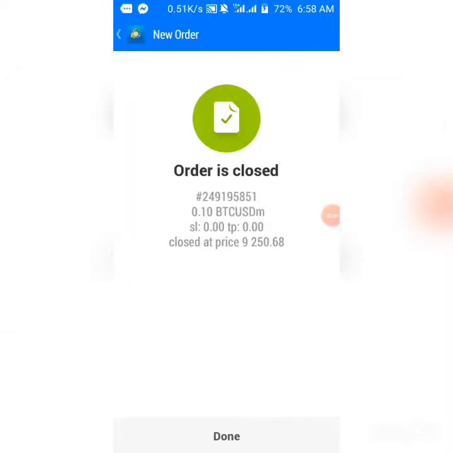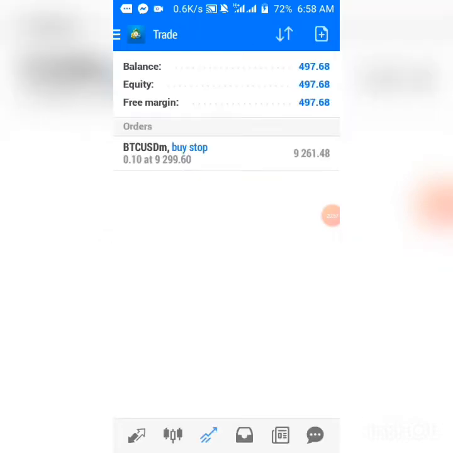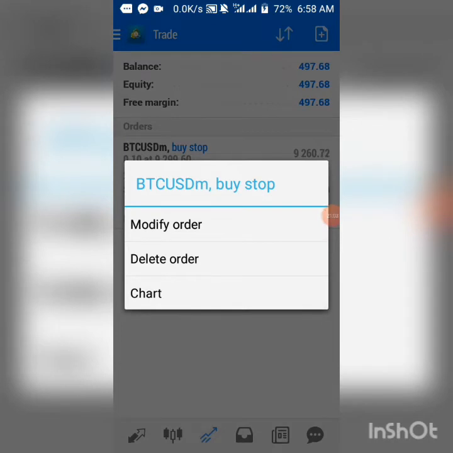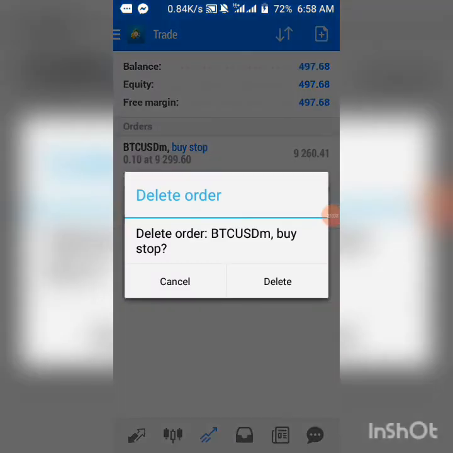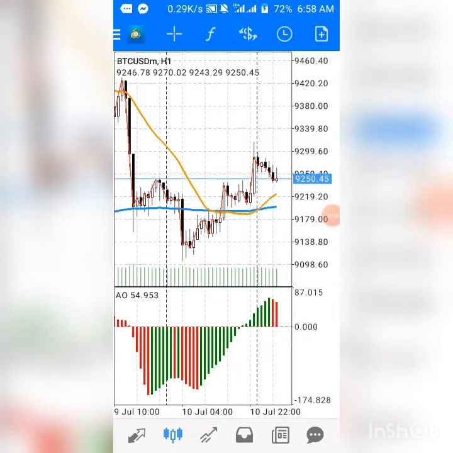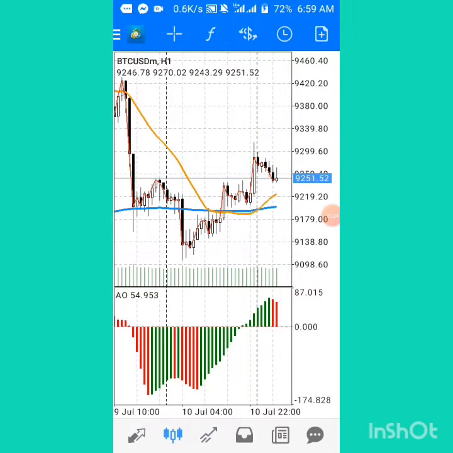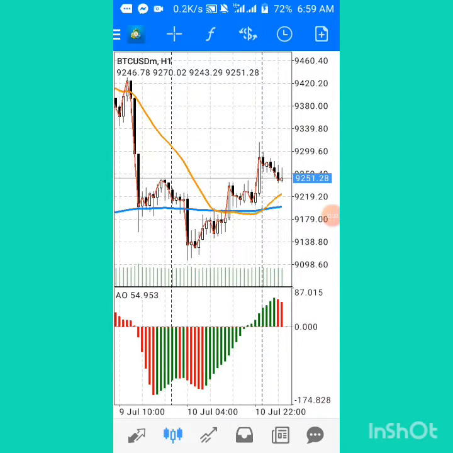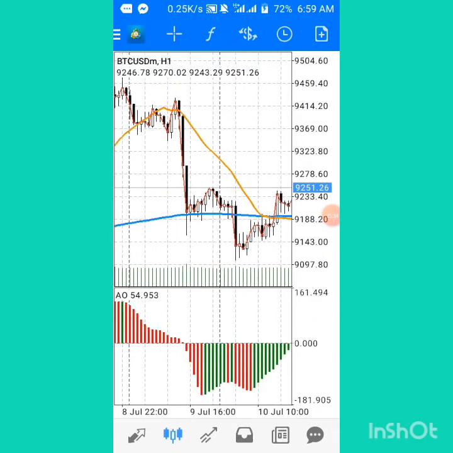Then my pending order, if I want to close this pending order, I press down on it and I click delete order. And it's asking me delete order BTC USD mini account buy stop. Yes, I want to delete it. Press delete and it deletes the order. So that is that about placing the order, placing a pending order, and then deleting or closing your orders.